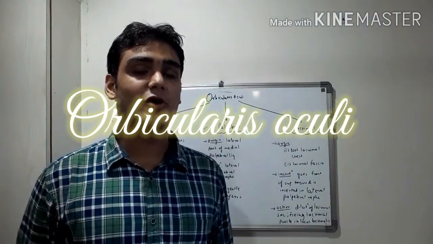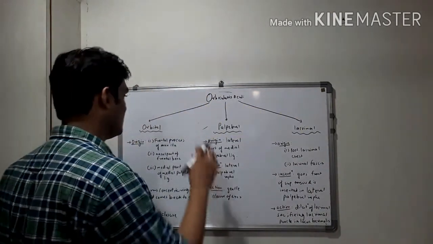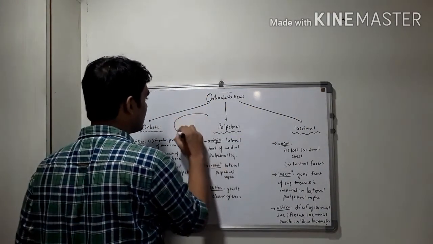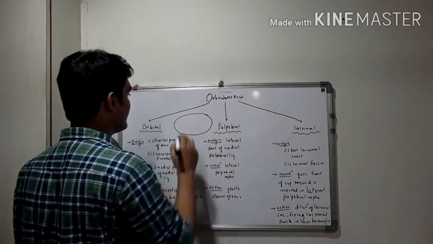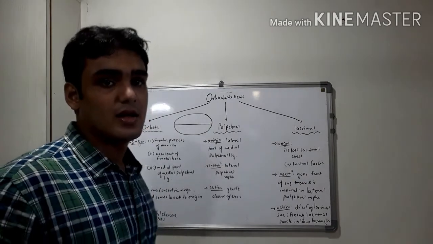So now let's begin with orbicularis oculi. And before that, let's take a small concept. So behind our eyelids, there is a fascia known as palpebral fascia. And this palpebral fascia has four thickenings.